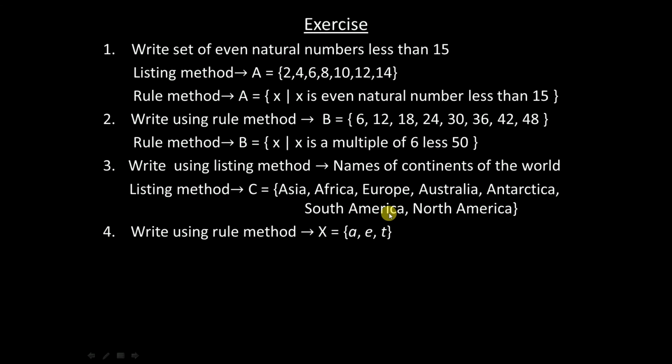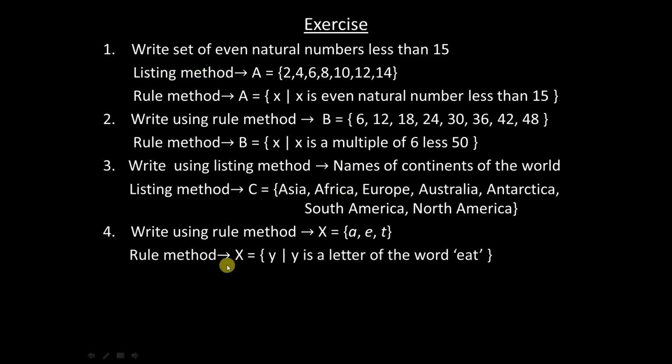Now we look out for the next question, which is saying that write using rule method. Now here the set is represented by the capital letter X is equal to A, E, T. This is having elements. Okay, A, E, T. Now we have to write this using rule method. Okay, so now again we have to consider a variable. So let us see how you can write it.